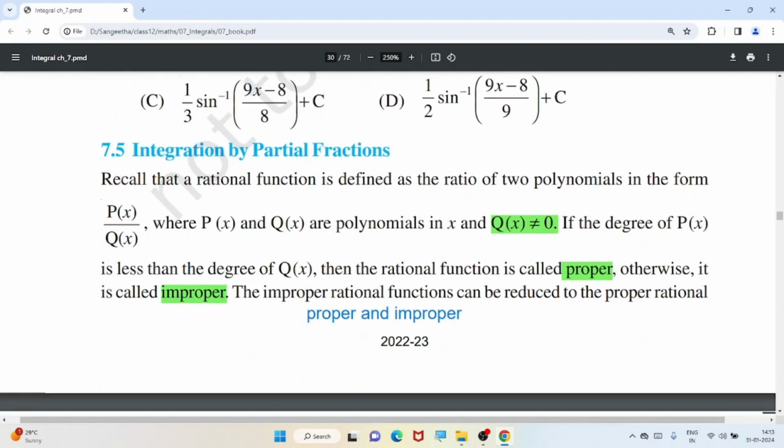So, integration by partial fractions. Recall that a rational function is defined as the ratio of two polynomials, p of x by q of x, where the polynomial q of x is not equal to 0. That is the rational function.